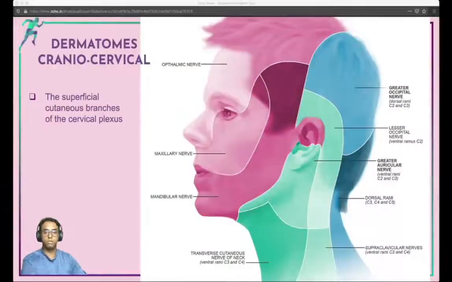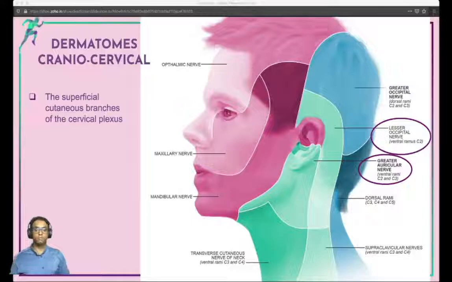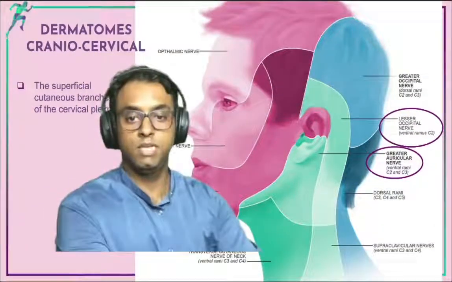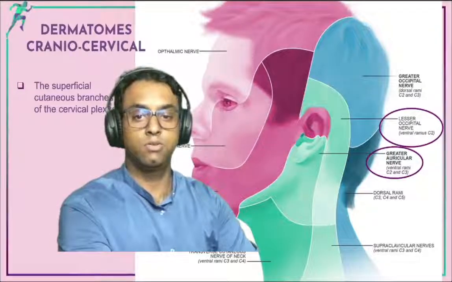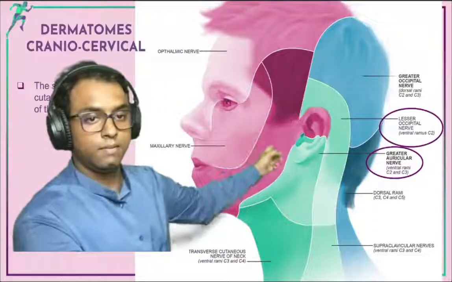The superficial cutaneous branches of the cervical plexus form the following nerves. The lesser occipital nerve, formed from a branch of the C2 ventral ramus, supplies the skin of the neck and scalp posterior to the ear, as shown in the figure. The greater auricular nerve, formed by the branches of C2 and C3 ventral rami, supplies the skin around the ear and mastoid process area.